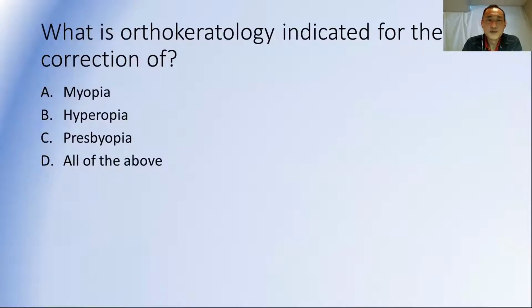So my first poll question is, what is orthokeratology indicated for the correction of? Is it myopia, hyperopia, presbyopia, or all of the above?